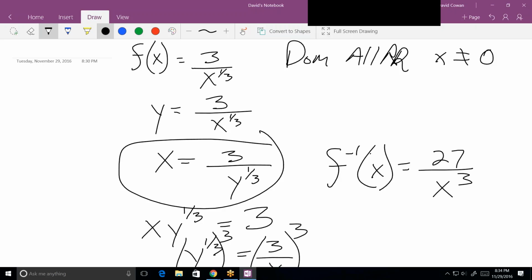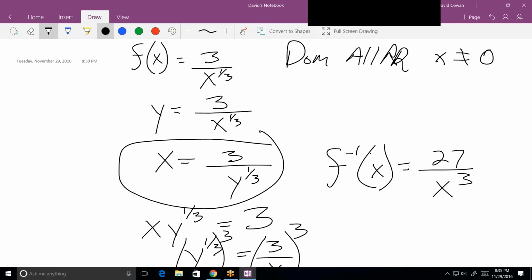Now let's look at f inverse of x. What's the domain? The same. Exactly. And that isn't always going to be the same. In other words, the inverse function will not always have the same domain as the original function. Just for your information, it doesn't always work out that way.